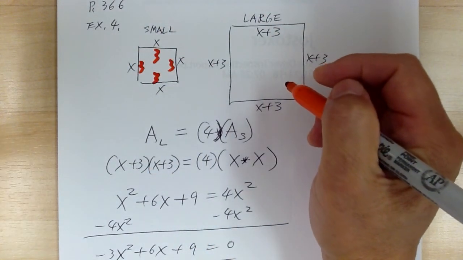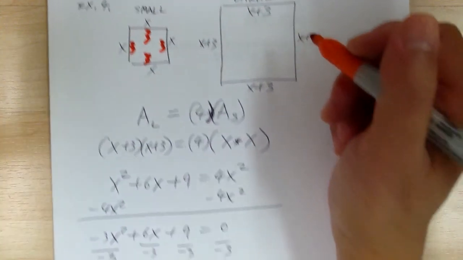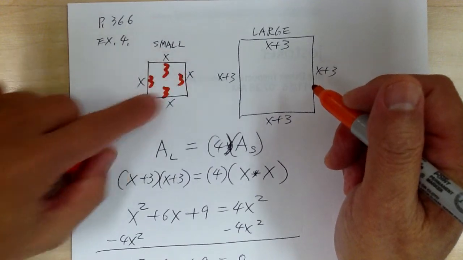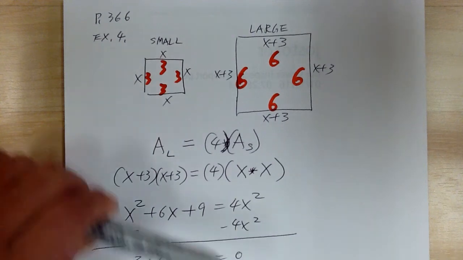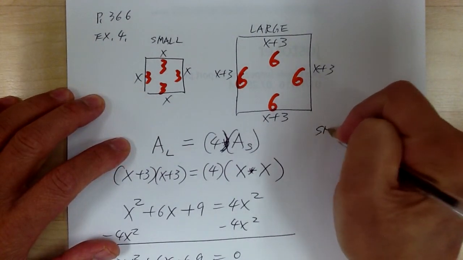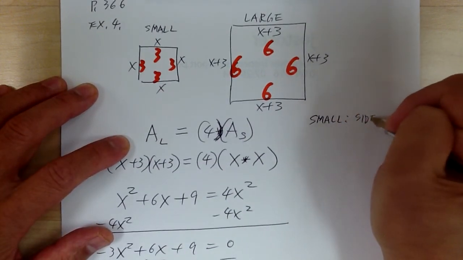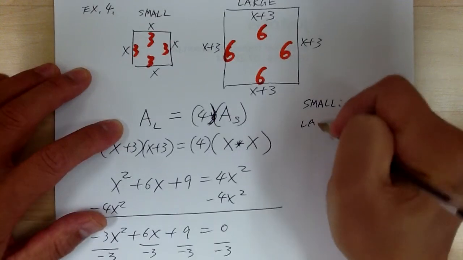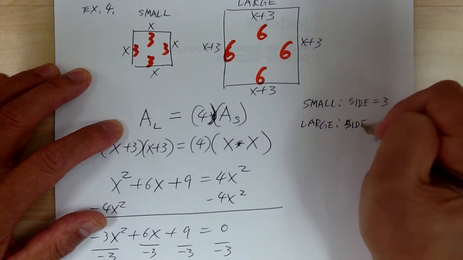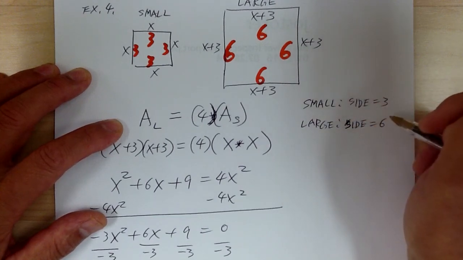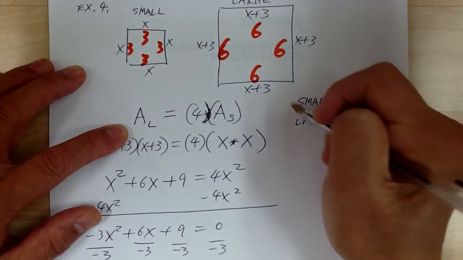So let's go back and answer the question. Find the length of the side of each square. Okay, so x equal to 3. So this would be 3 and this would be 6 on each side, right? So we can answer the question. For the small square, the side equal to 3. For the large, the side equal to 6. Does it have any label? Yes, feet. Okay, and so that is your answer.